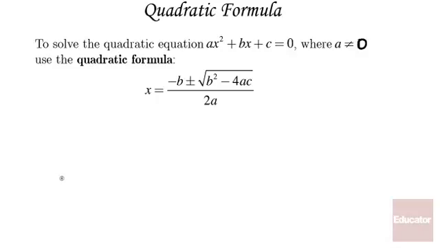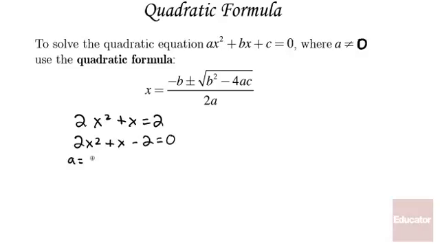Let's apply this to an example. That's the best way to explain it and to understand it. 2x squared plus x equals 2. First, this is not in standard form, so I need to put it in standard form by subtracting 2 from both sides. Now that it's in standard form, the first thing I'm going to do is determine what my a, b, and c are, because I'm going to need those for the formula. Here, a equals 2, b equals 1, and c equals -2.